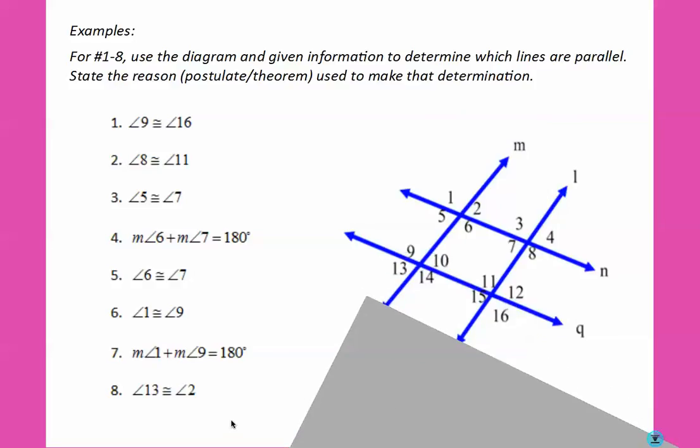So the first set of angles we're going to look at, we're going to use the diagram and the given information to determine which lines are parallel. We're going to state the reason that we use to make that determination. So the first one tells us that angle 9 is congruent to angle 16. Since we're not dealing with these angles up here, I'm going to cover them up.